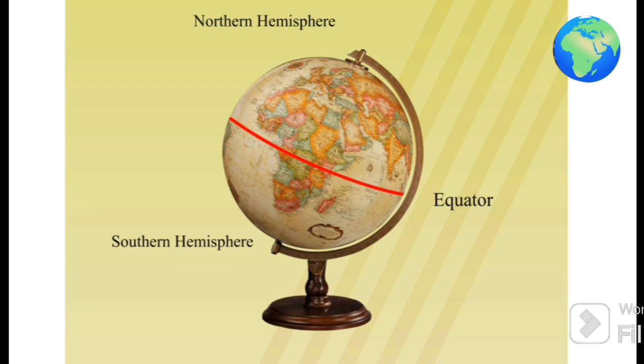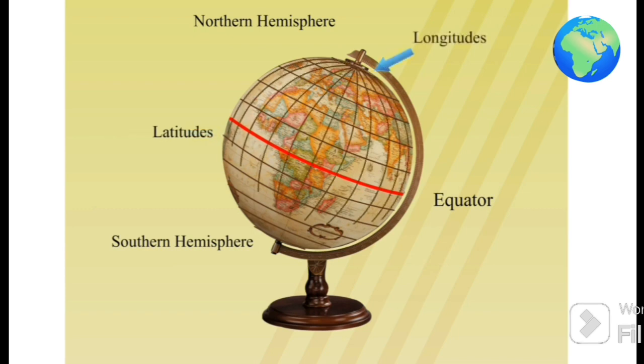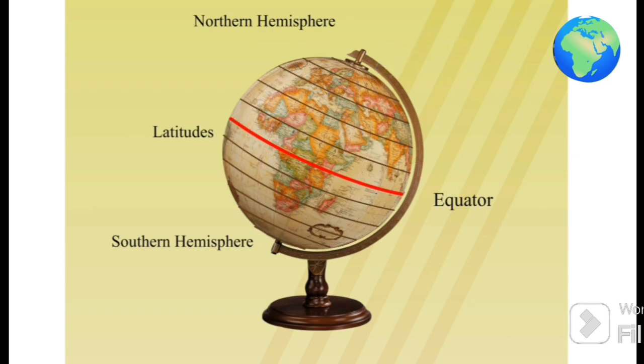To locate places on the globe, horizontal and vertical lines are drawn on it. The horizontal lines are known as latitudes or parallels. The vertical lines are called longitudes or meridians.